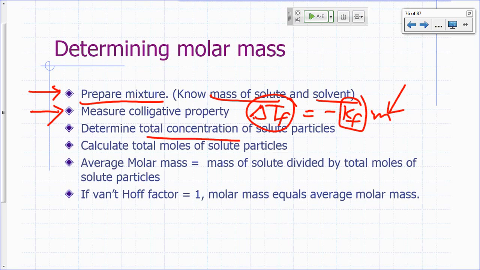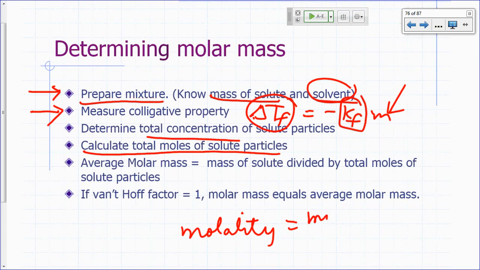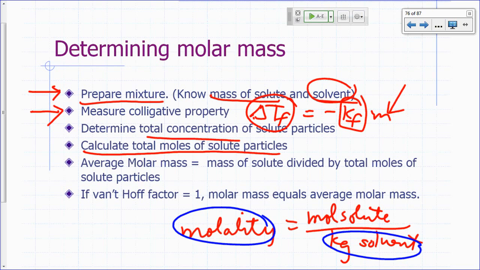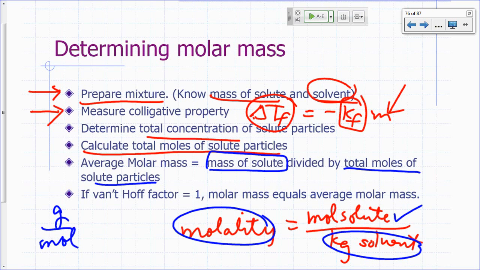So once you've done that, you should be able to calculate the total moles of solute particles because you know how much solvent you have, right? What's the definition of molality? Moles solute over kilograms of solvent, right? So if you multiply kilograms of solvent by the total molality, that gives you the total moles of solute. So your molar mass is whatever the mass of your solute was divided by the total moles of solute particles, okay? Grams per mole, that's your molar mass.